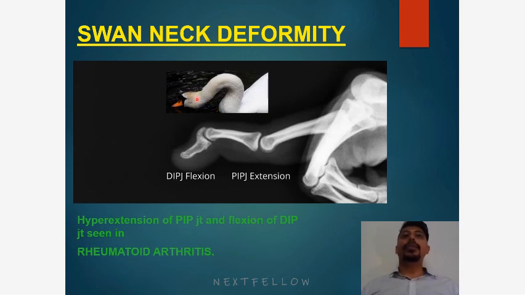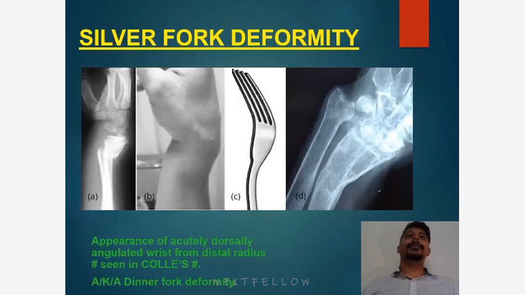Swan neck deformity. This is the swan neck, and as we have seen the boutonniere deformity, in contrast to that, there is hyperextension of the PIP and flexion of the DIP, giving swan neck deformity in rheumatoid arthritis. Silver fork deformity or dinner fork deformity: as we can see, there is a distal radius fracture with dorsal angulation giving this appearance.